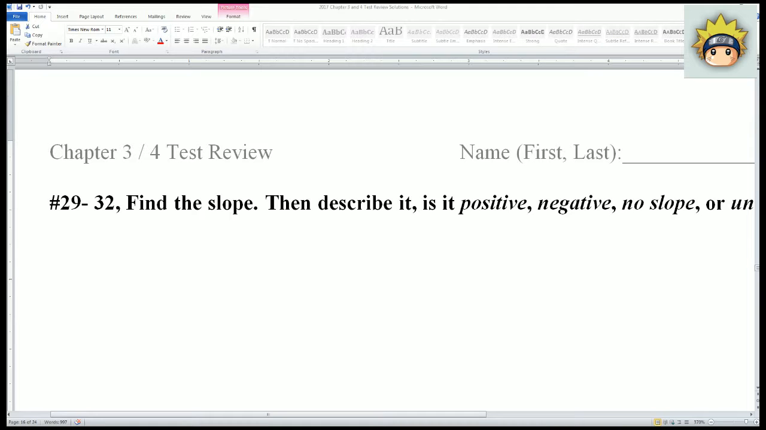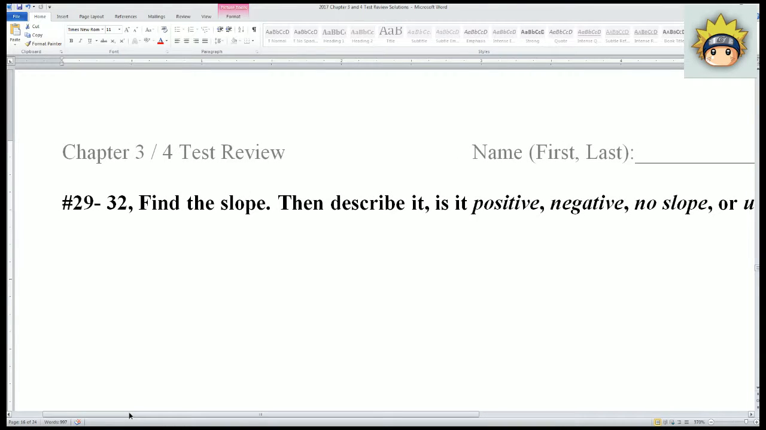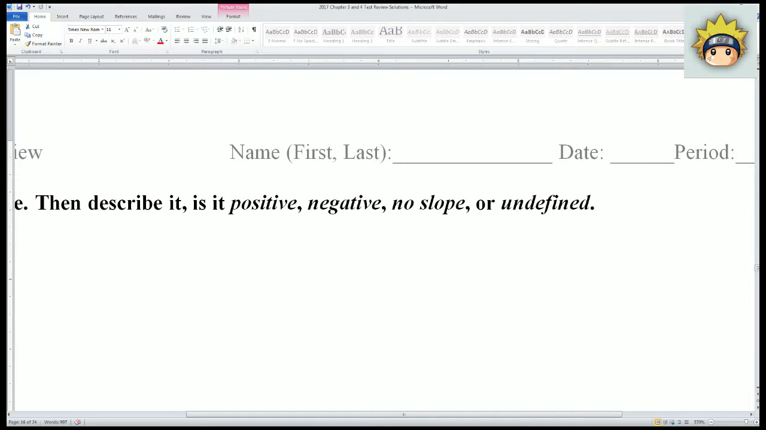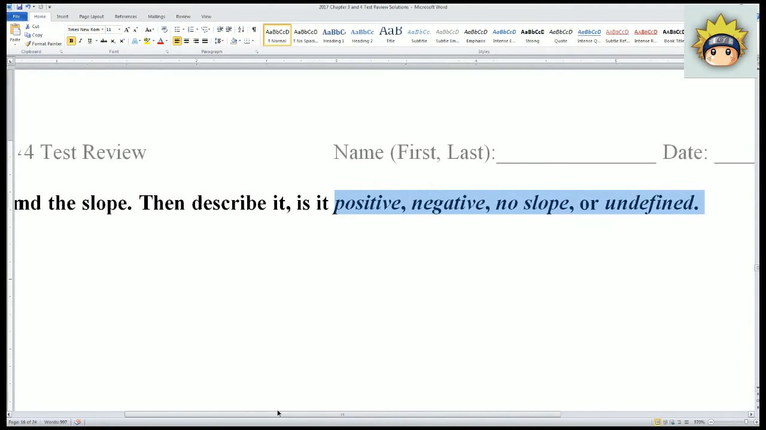This is the chapter 3/4 test review. In this video, we will be covering problems 29 through 36. What you have on screen right now is 29 through 32, which is asking us to find the slope, then describe it as positive, negative, no slope, or undefined. These are your four ways of describing a slope.